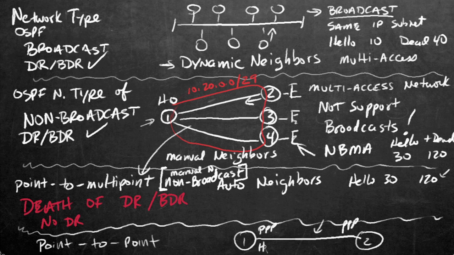or if we were using encapsulation HDLC on both sides, and if we went really way far back in the archives for frame relay, and we created a frame relay subinterface, we could specify a point-to-point subinterface in frame relay. But it's based on the encapsulation at layer 2 that's controlling what OSPF network type it's going to be.